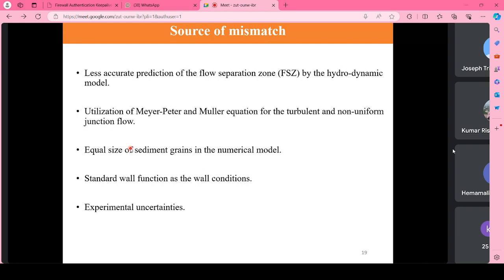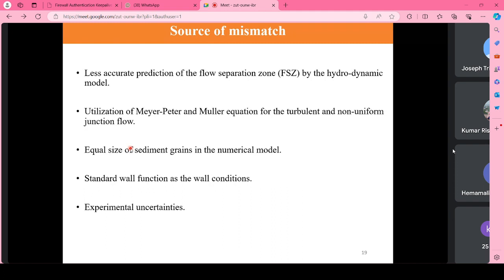So first, when we do experiments, we have a sand bed that's made of different particles, right? And these particles are represented here only by D50. That's a major drawback of the study.